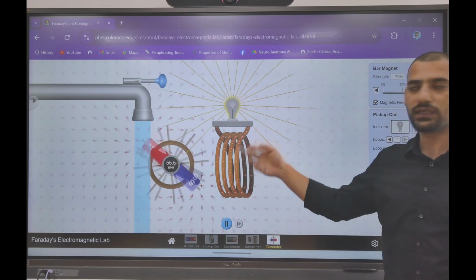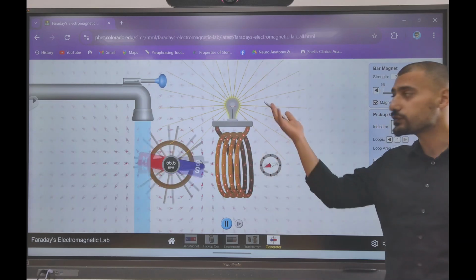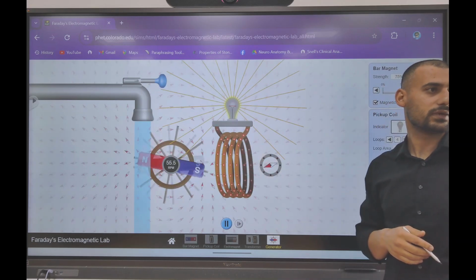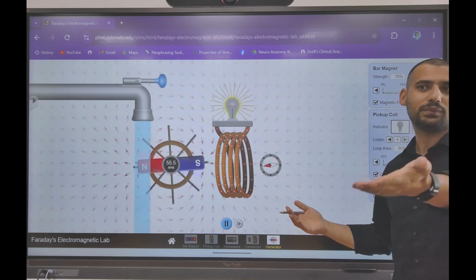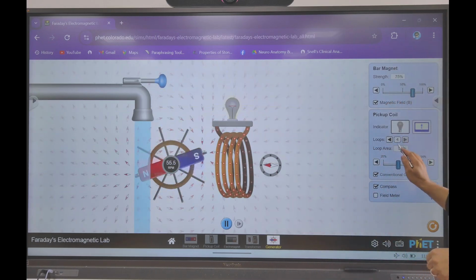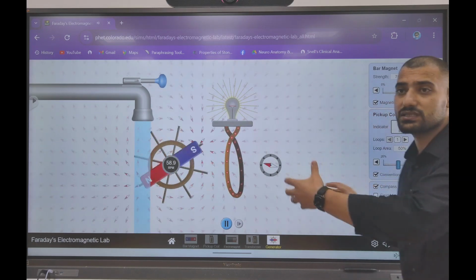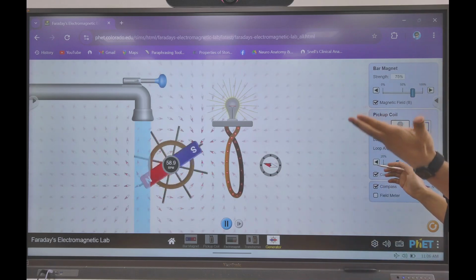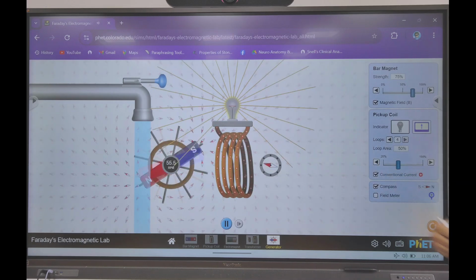Here, one more thing. If the number of loops is increased, there is more current. So if we change the number of loops, we can increase or decrease the voltage, depending on what we need. That is what your adapters say. If your adapter is designed for 2 volts, will the number of loops be less or more? Less. If your adapter is designed for 10 volts, then more voltage, more number of loops.